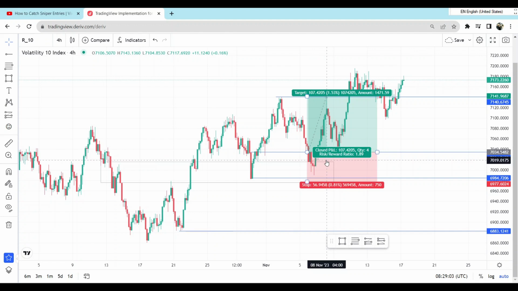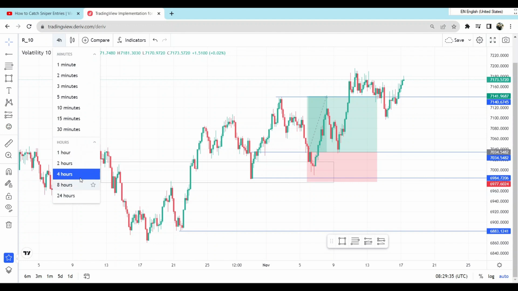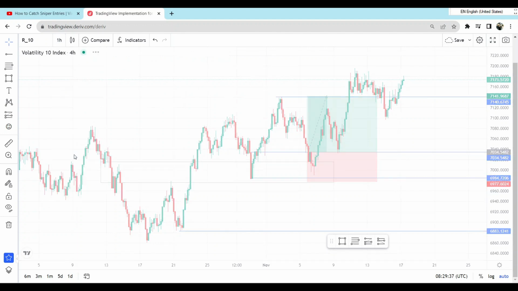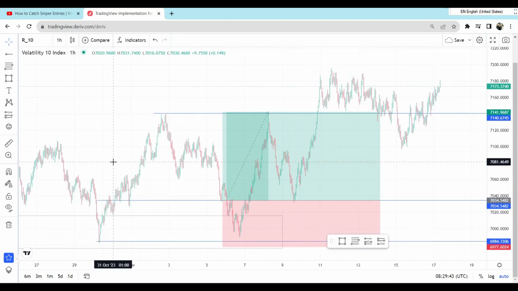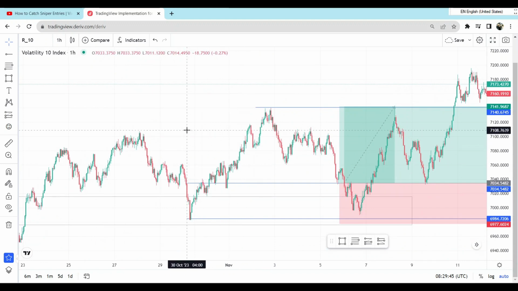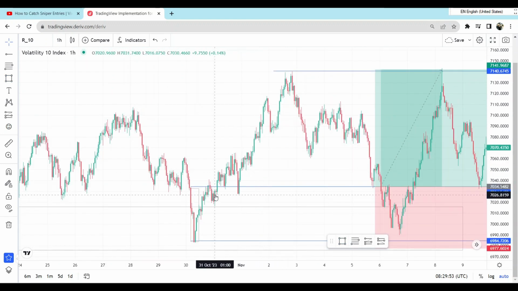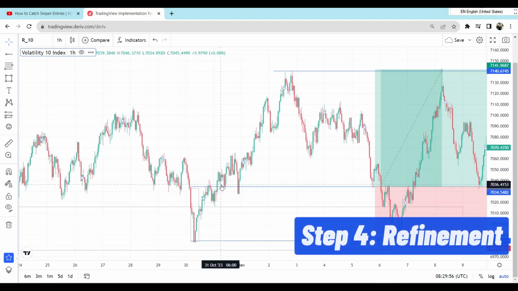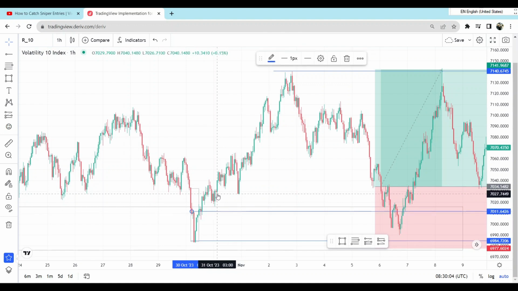So what we tend to do is we go on lower time frames and look within this demand zone to see if we can find finer refinements and refine our demand zone into smaller bits. As you guys can see, this is our demand zone, and we can refine it to this area over here, which is the lowest point.